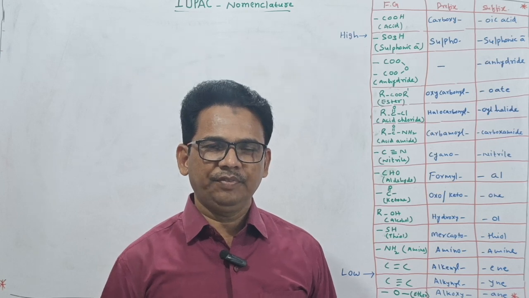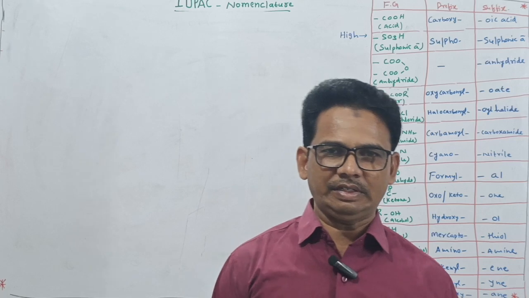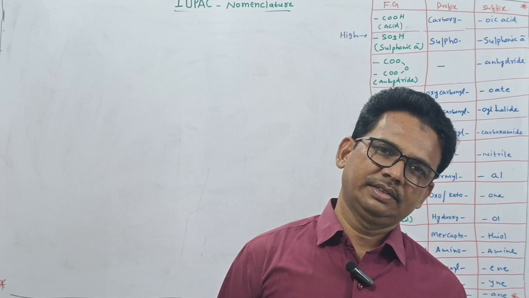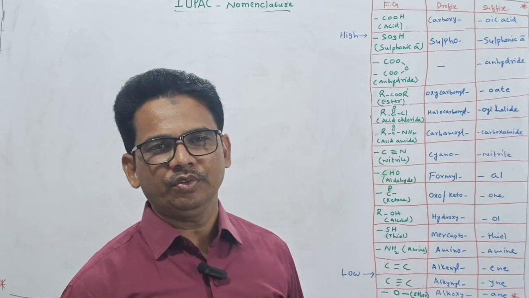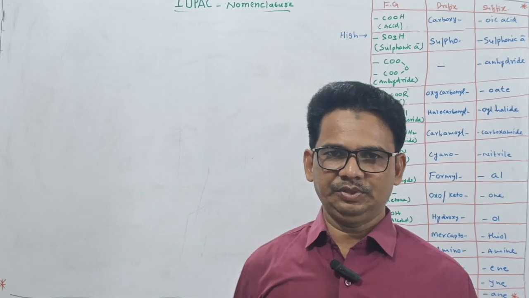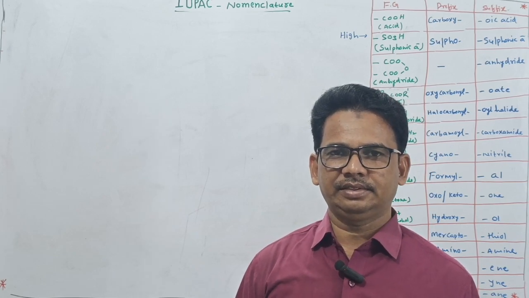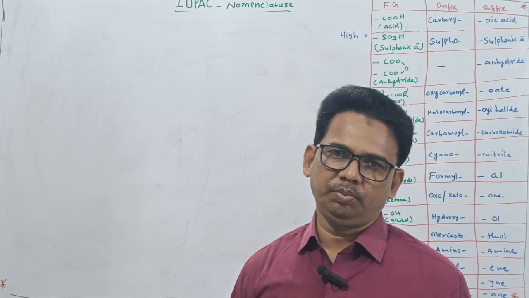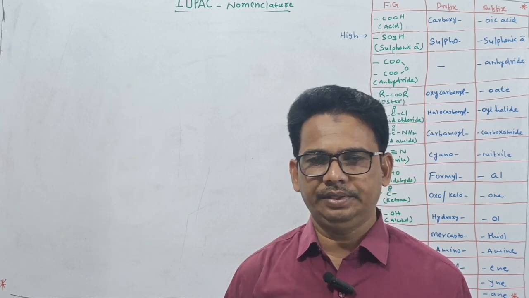Because in the previous classes we learned what the prefix, the suffix, and the word root are in the first video, UPSC part 1. In the second video we learned how to select the chain, how to give the numbering for the substituents, and how to give the prefix for the substituents. All those things we learned in the last class. Now we will go one by one, based on the functional group, based on the type of compound we are going to discuss today.